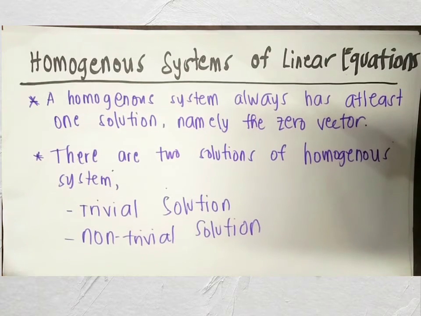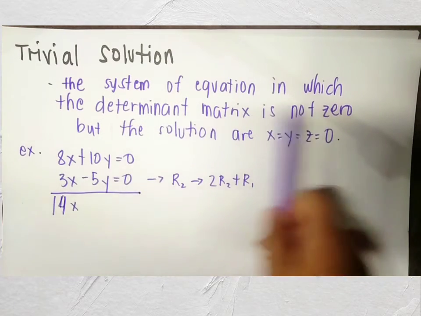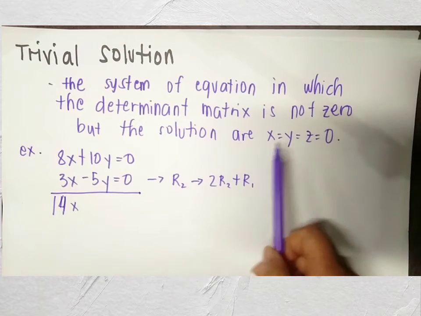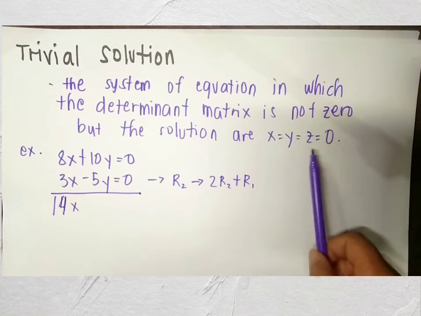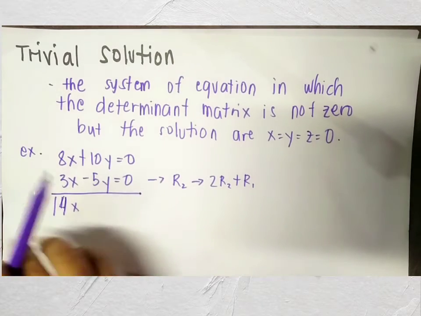And we will tackle that here. For the trivial solution, the system of equations in which the determinant of the matrix is not 0 but the solutions are x equals y equals z equals 0. So, lahat ng to dapat is nag-equal to 0. So, let's try for this.